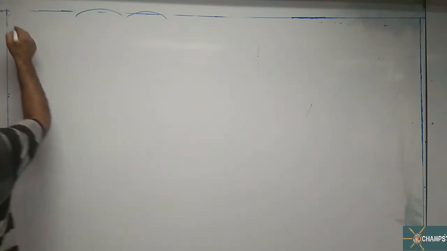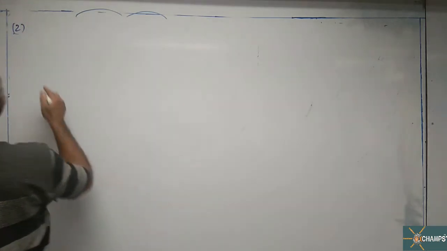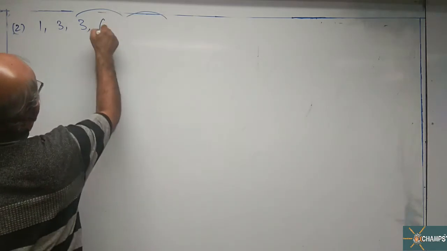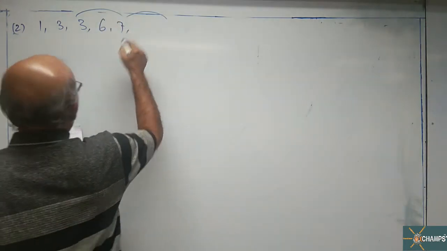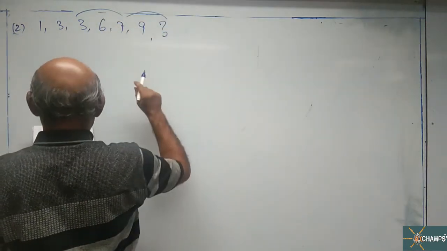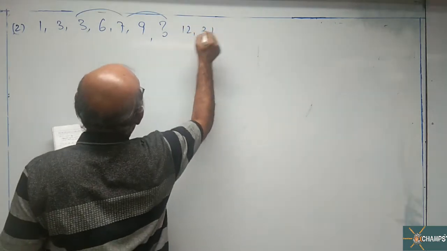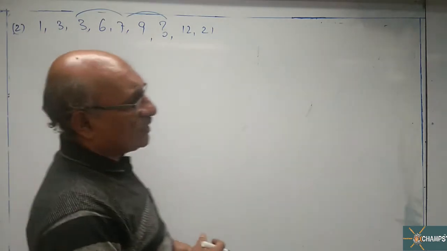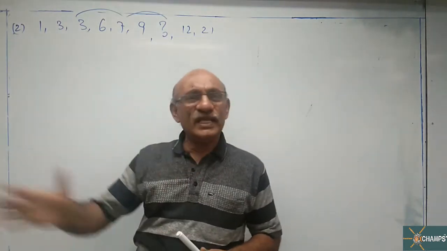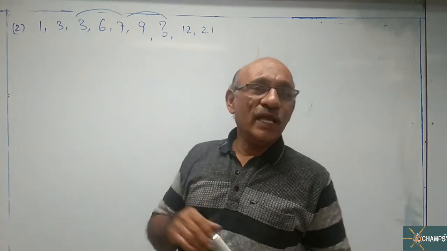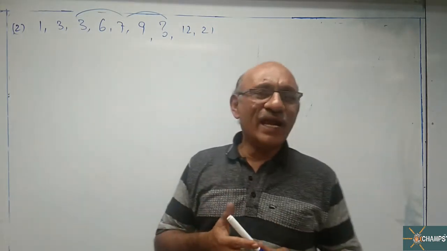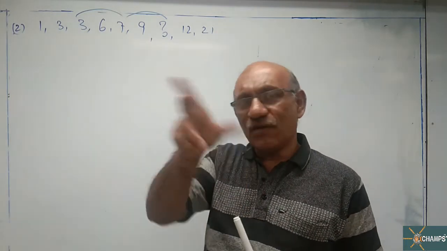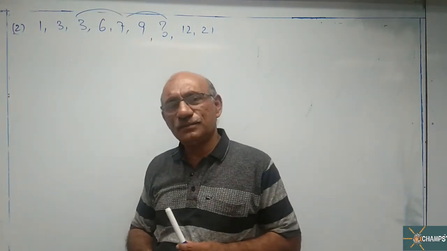Question number 2. 1, 3, 3, 6, 7, 9, question mark, 12, 21. Now let us see, sir. Is it an increasing series? No. Increasing series is what? By adding a constant to the preceding term, I get the succeeding term, or the difference of two successive terms is constant.